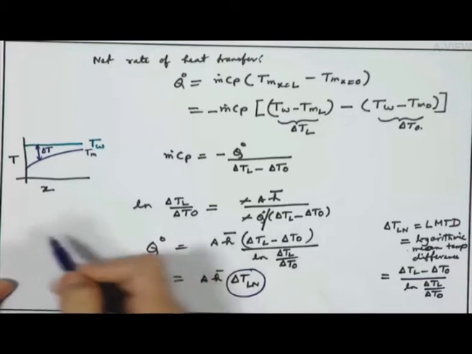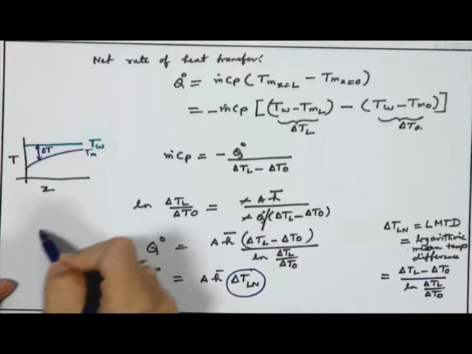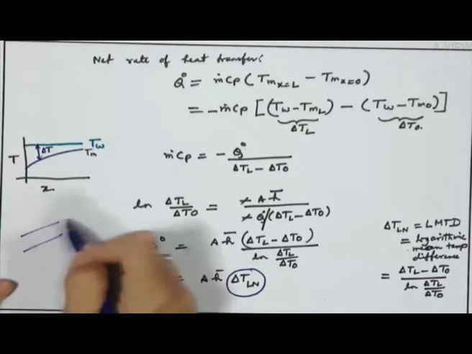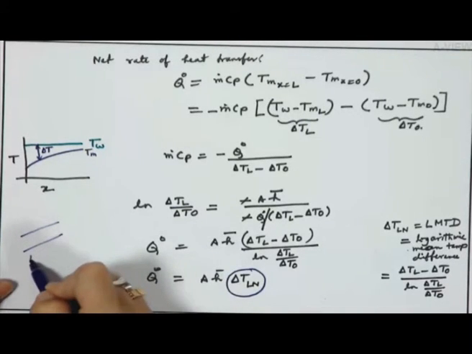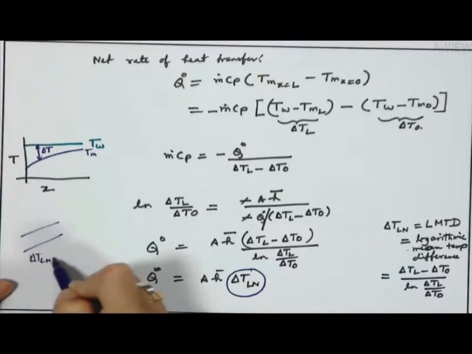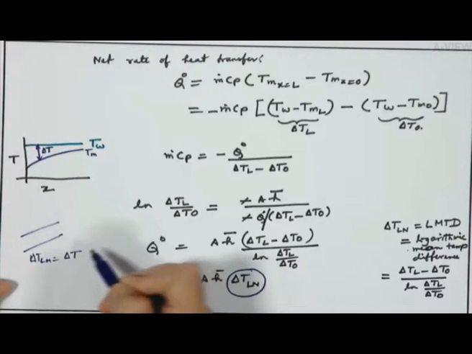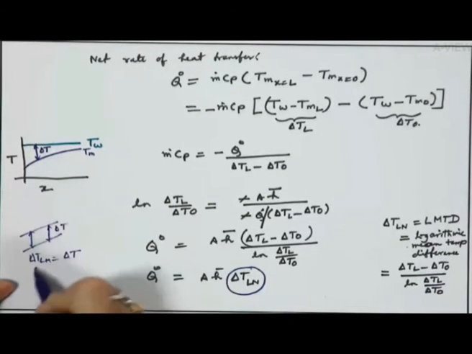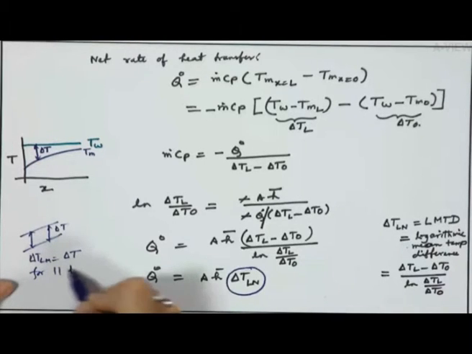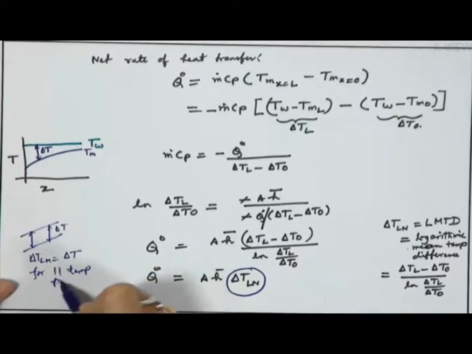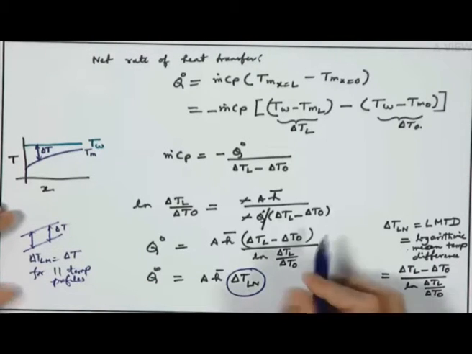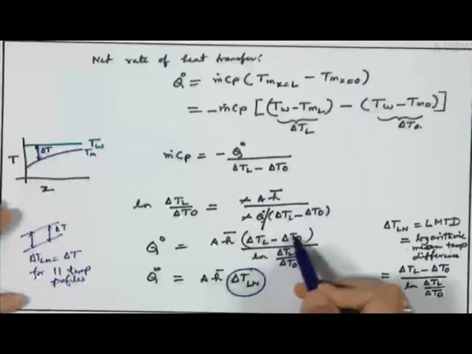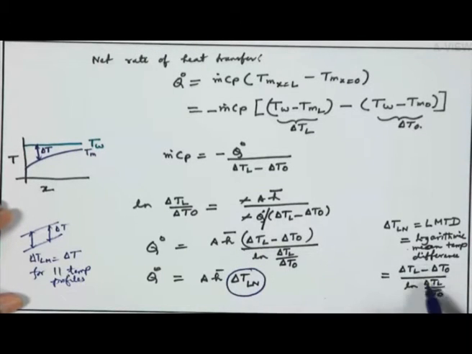Can you tell what will be the LMTD in this case when the temperature profiles are parallel? This is nothing but the same as delta T, because it is uniform everywhere for parallel temperature profiles. And you can easily look into it by using L'Hopital's rule for calculating the limit when it is 0 by 0 in the definition of delta T ln.